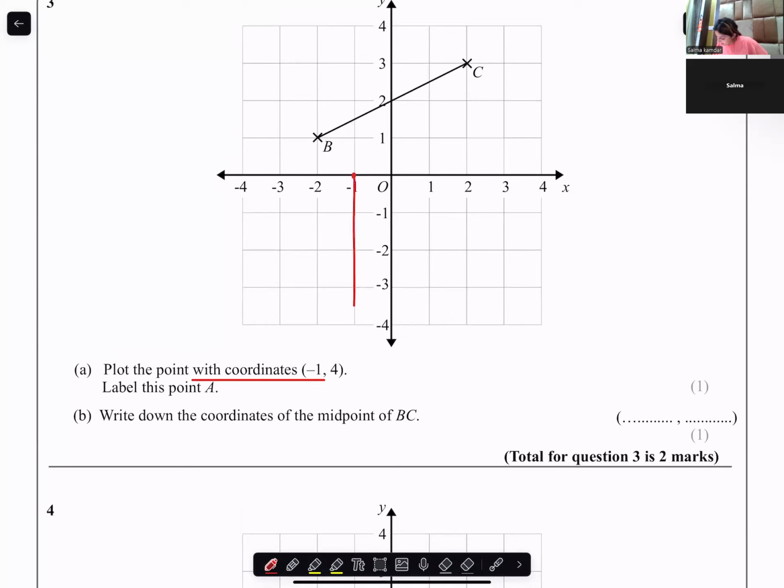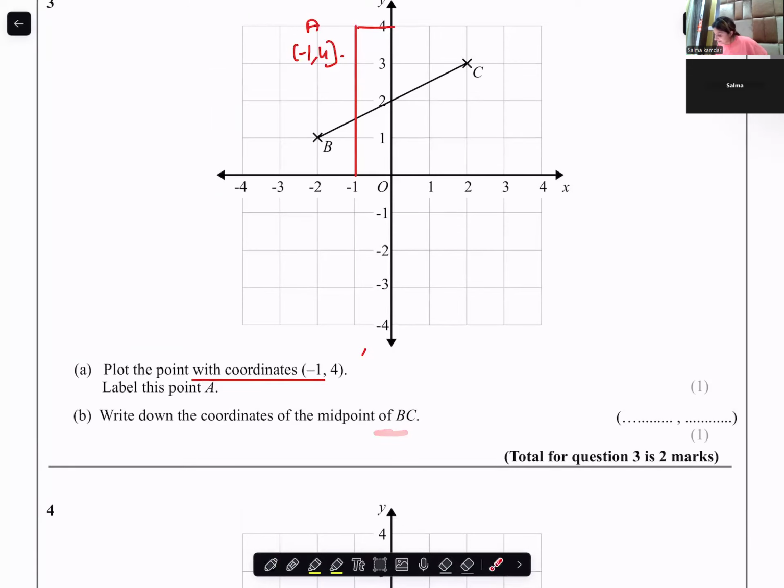Plot the point with coordinates -1, -4, label as A. Sorry, it is -1, 4. -1, 4 to the y-axis, label A, -1, 4.